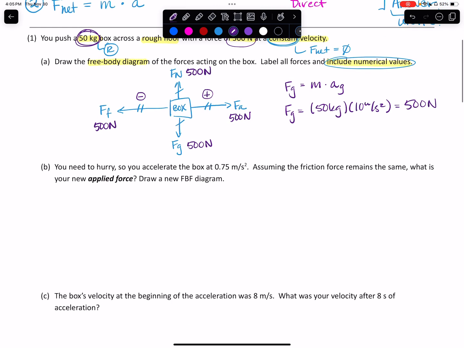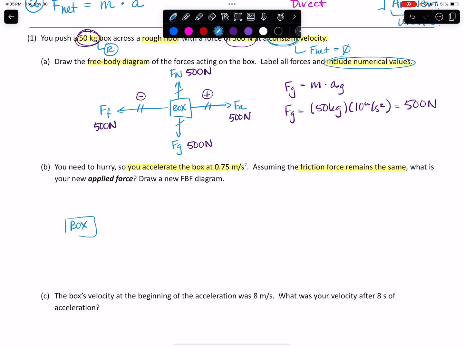All right, next, part B, you need to hurry, so you accelerate the box at 0.75 meters per second squared. Assuming the friction force remains the same, what is your new applied force? Draw a new free body force diagram. Okay, so let's see. All right, so I've got my box.